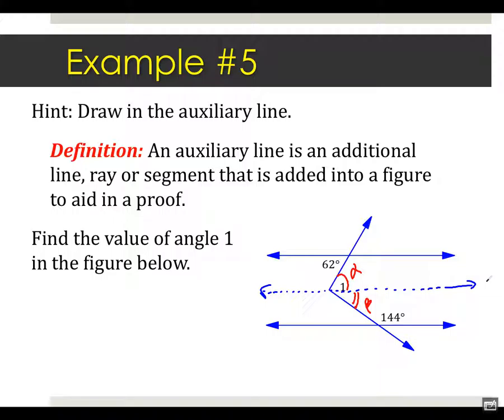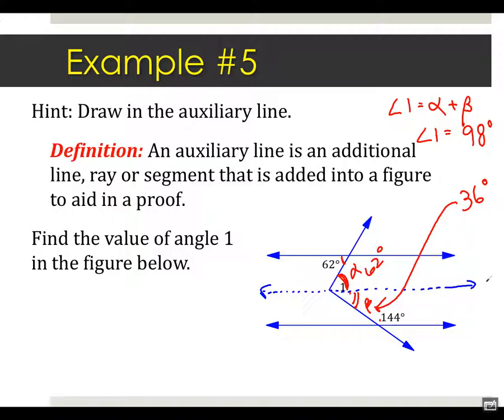How big is alpha? 62 degrees, because it's alternate interior to this angle. These 2 are equal. How big is beta? 36, because 36 plus 144 is 180 and they're supplementary, consecutive interior angles. Angle 1 is made up of alpha plus beta, so angle 1 is equal to 62 plus 36, which is 98.